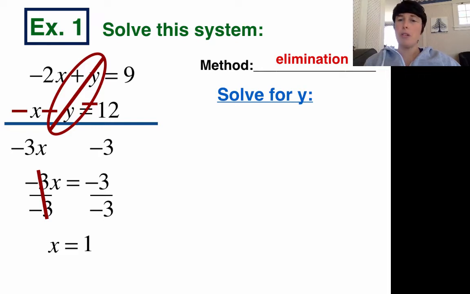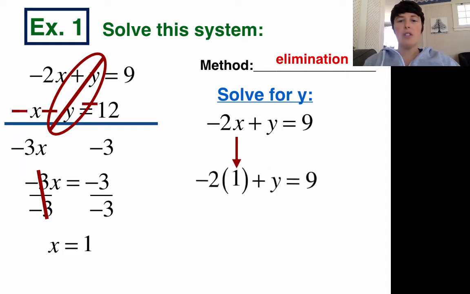But we do need to solve for y. We have to have both answers. So let's go back and let's pick one of the equations. You choose which one you want, the first or the second. I'm choosing the first one. Negative 2x plus y equals 9. I'm going to copy it back down on my paper. And now that I have an answer for x, I'm going to replace the x with 1. So it's going to be negative 2 times 1 plus y equals 9.